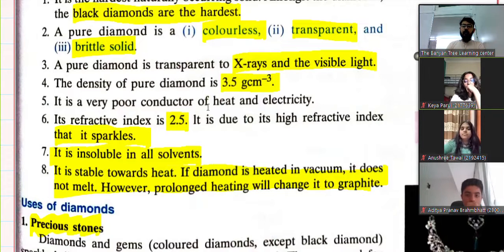It is a poor conductor of heat and electricity. Its refractive index is 2.5. So due to the high refractive index, it sparkles a lot. The rays of light deviate a lot and then they get totally internally reflected within the diamond and it sparkles. It feels like light is coming out of the diamond. So it has that brilliant brilliance, you can say.